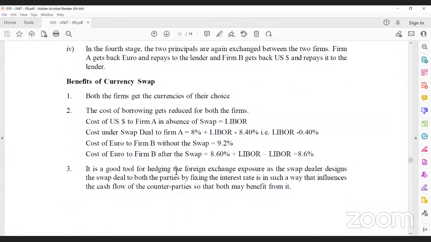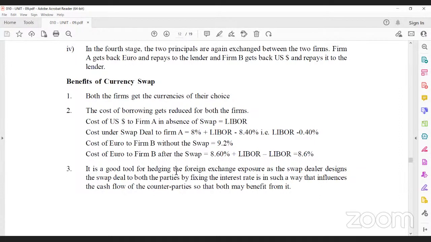What is the benefit then? Both the firms will get their choicest currencies. The cost of borrowing gets reduced for both the firms here. See, cost of US dollars to firm A in the absence of swap is equal to LIBOR. Cost under the swap deal to firm A is 8% plus LIBOR minus 8.40%, so LIBOR minus 0.40%. Cost of euro to firm B without swap is 9.2%, while the cost of euro to firm B after the swap would be 8.60%.